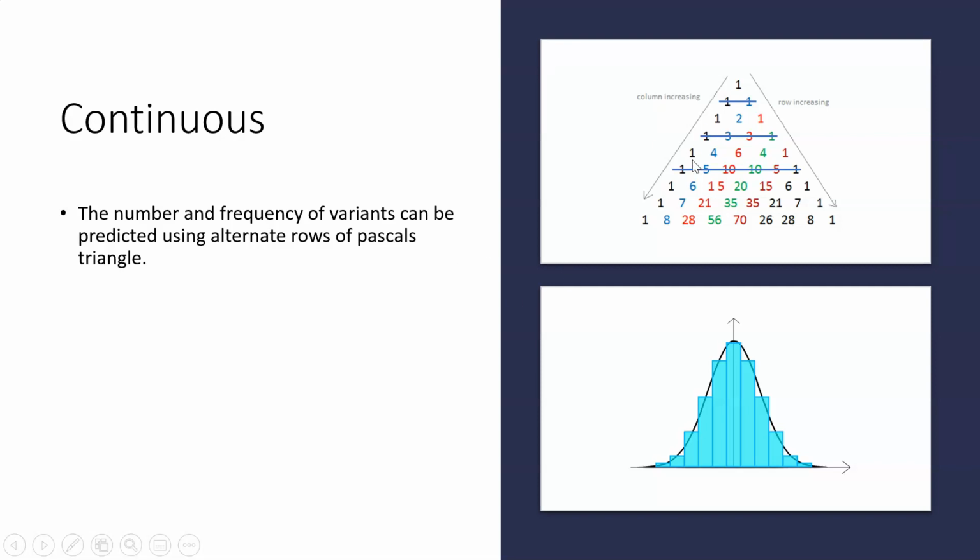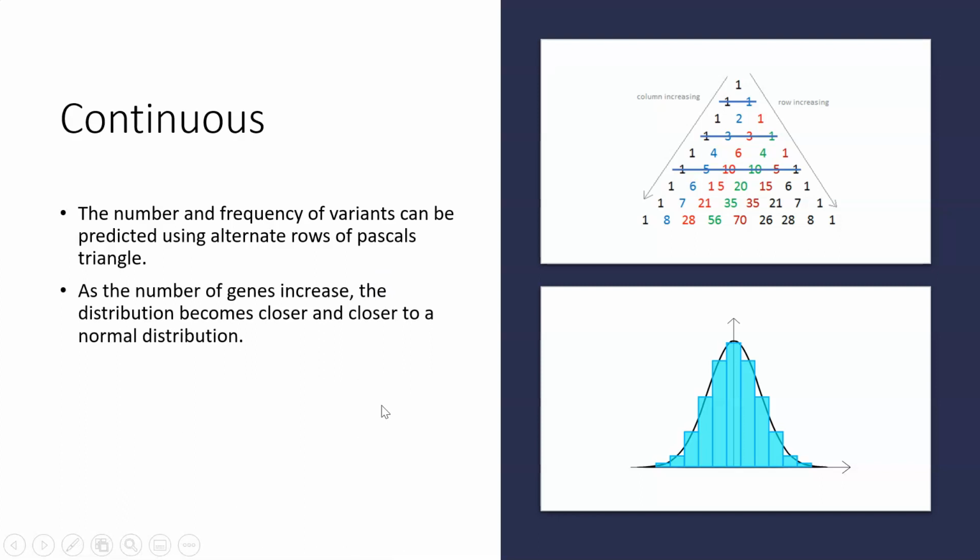Okay, so if you think about it, that was the row of variants that we saw from our F3s from Mendel's work. And then you would move down every other line of Pascal's triangle. As the number of genes increases, the distribution becomes closer and closer to the normal distribution.